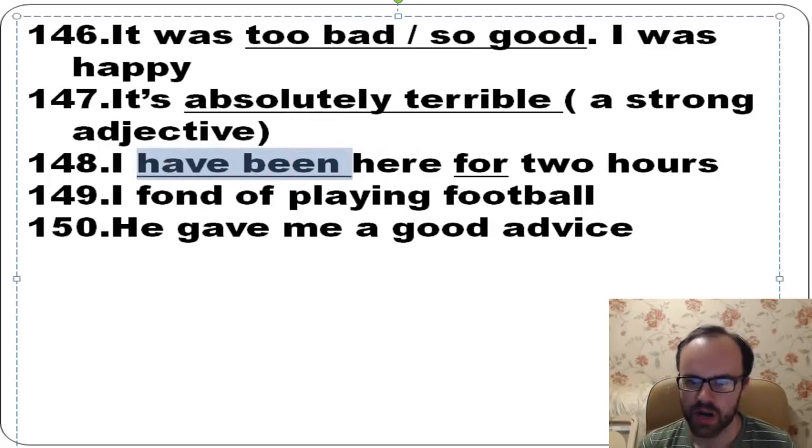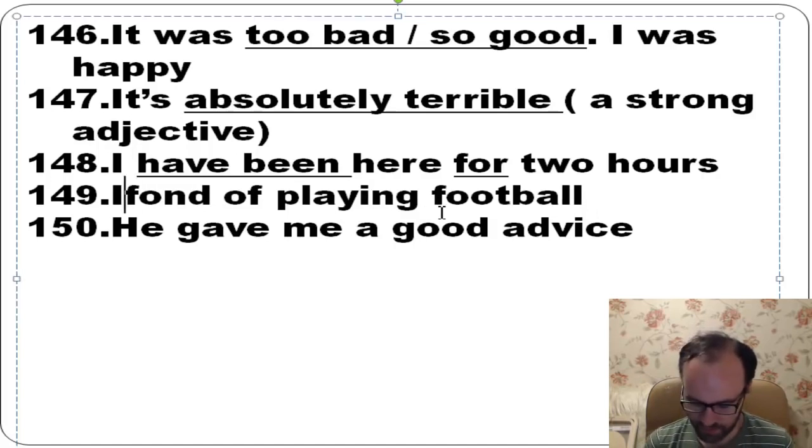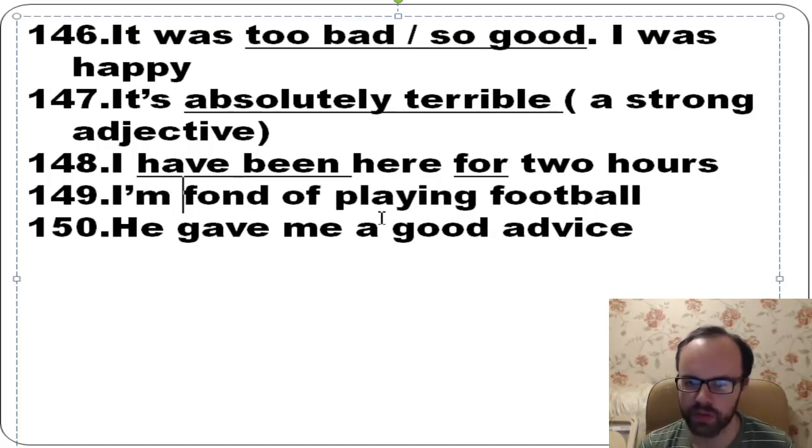Good. I fond of playing football. It means I really like it. So the phrase is be fond of, and we need to use the form of to be. I am fond of playing football. It's okay if you say I am fond of something. It means that you really like it, you love it, you enjoy it, you're interested in it.